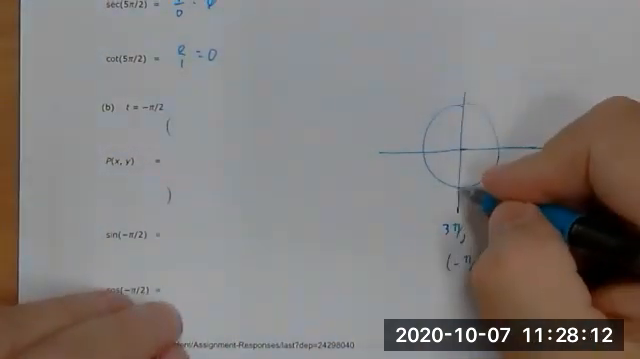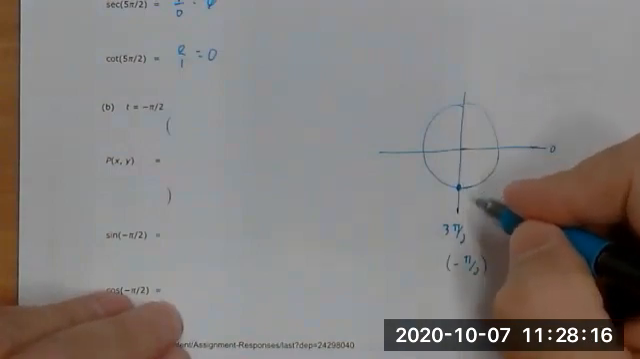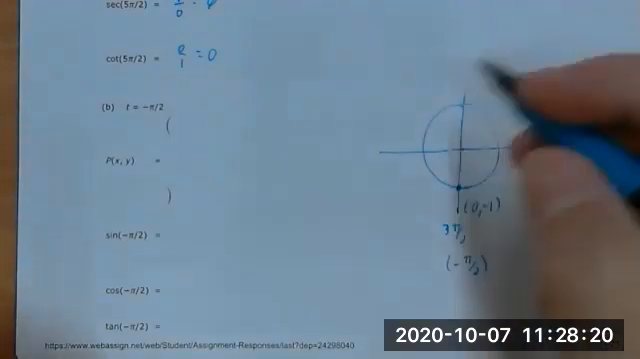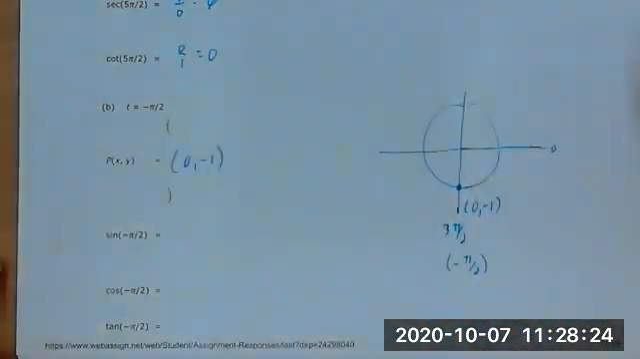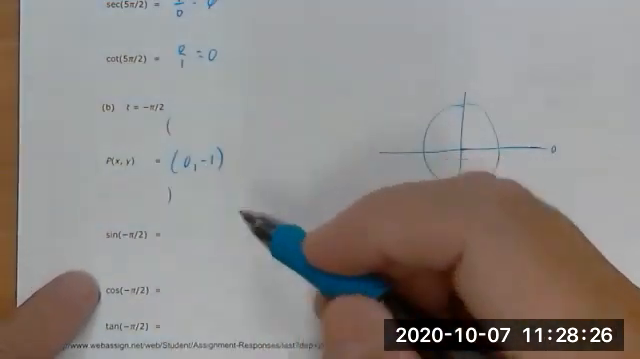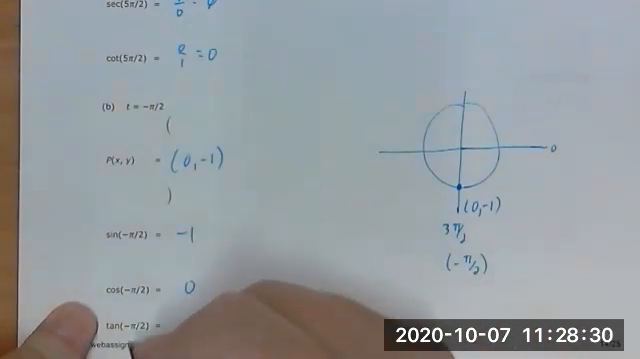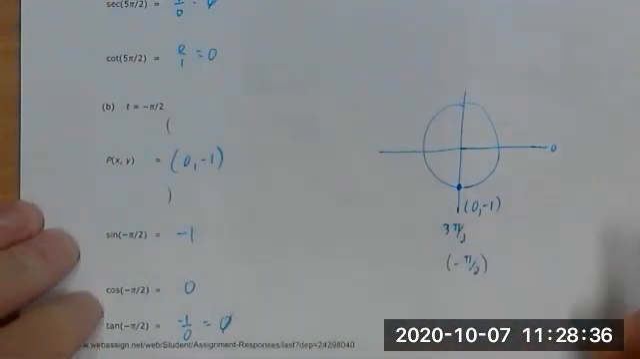So basically for this problem, I'm sitting down here. What are the coordinates of this point? 0, negative 1. So the point is 0, negative 1, and then I go do what I just did. The sine is the value of y, negative 1. Cosine's the x, 0. Tangent is the sine over the cosine, undefined.